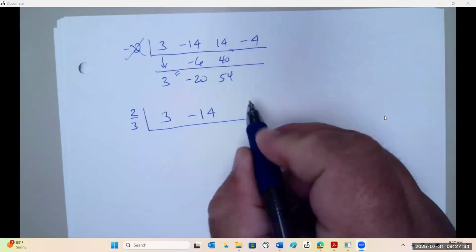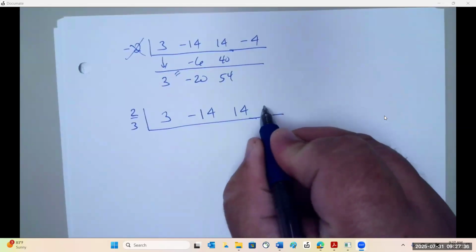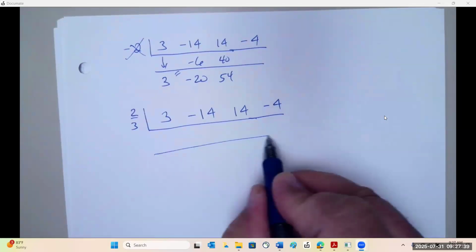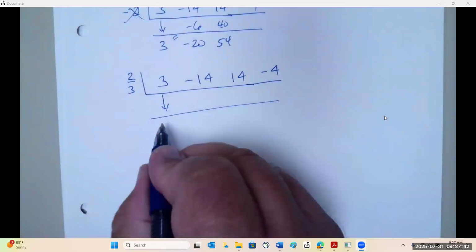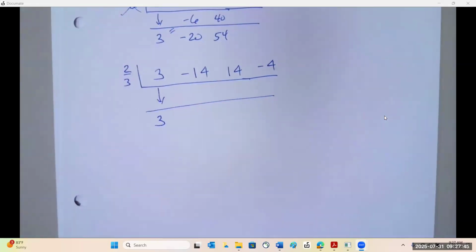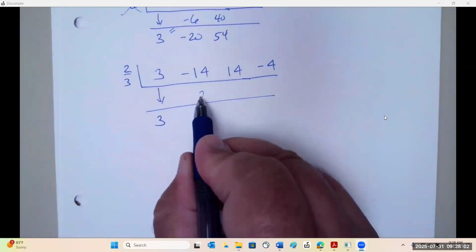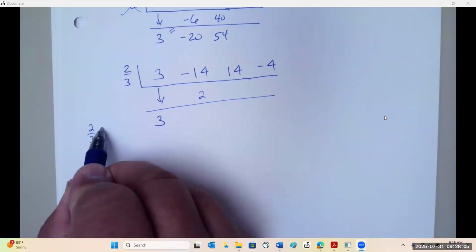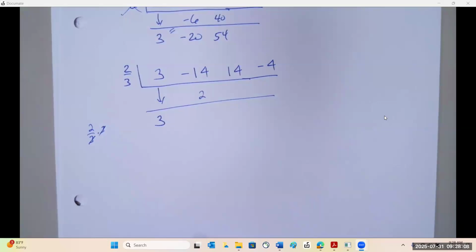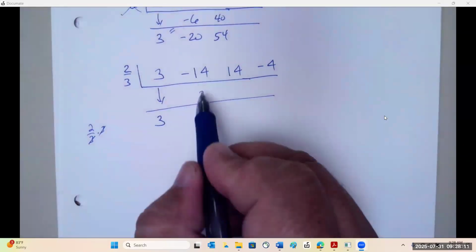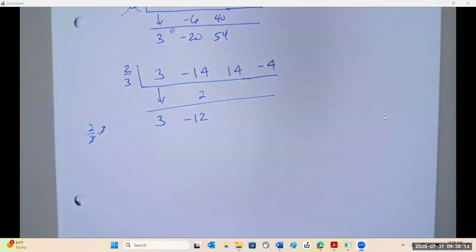Three, -14, 14, -4. Bring down the first term. This is where your skills have to come into play. Again, practice using your brain first before you use a calculator. So 2/3 times 3 is what? 2. Because if you look at it, 2/3 times 3, the 3's cancel, so we just have 2. So we have negative 14 plus 2 is negative 12.